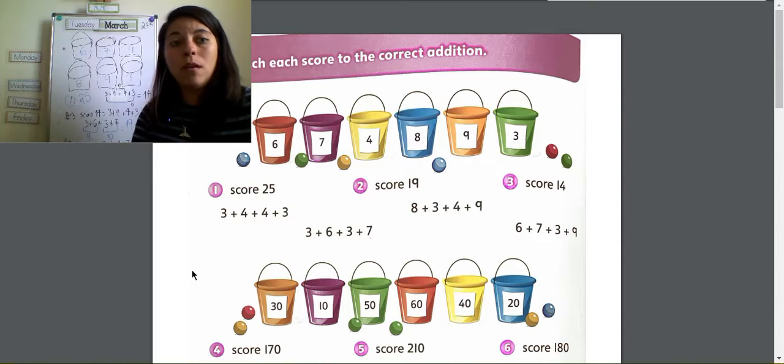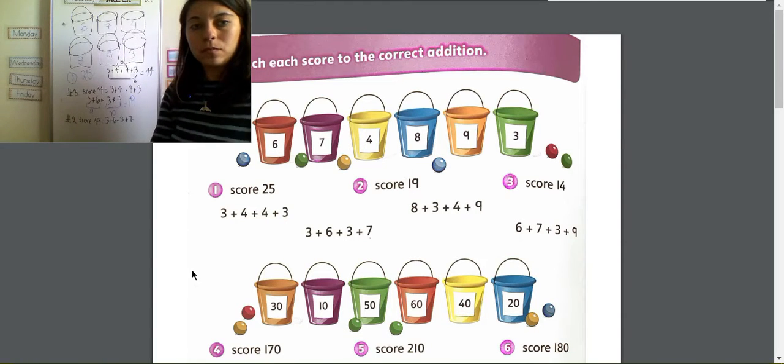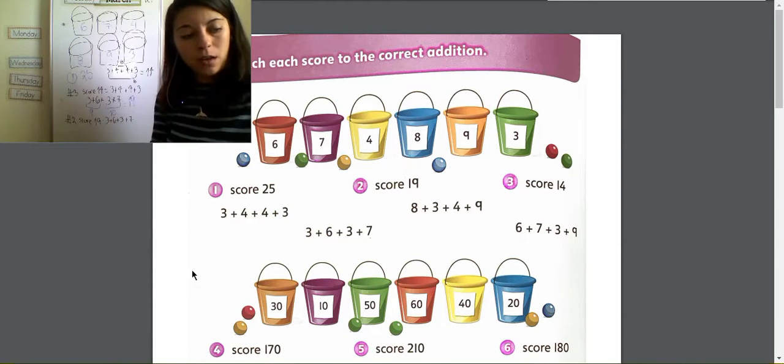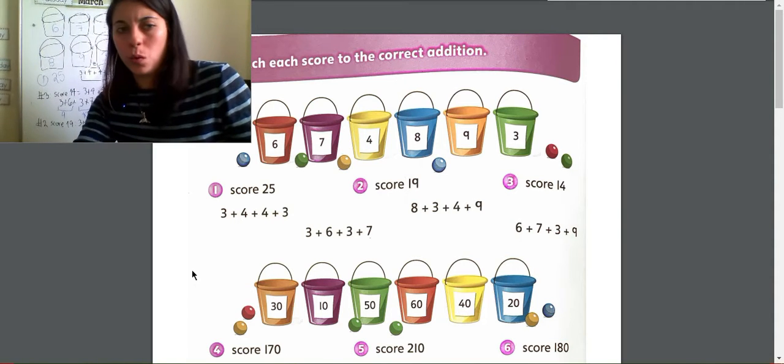Now we still have one more score to find. I'm going to erase the buckets because we won't be needing them.